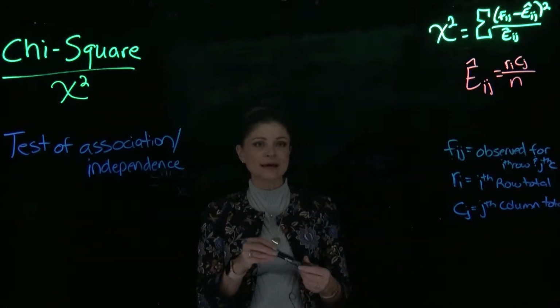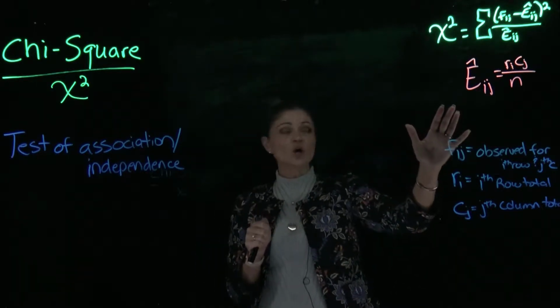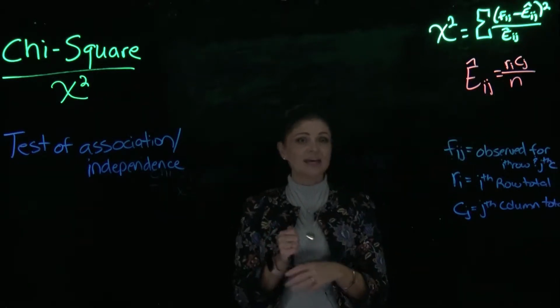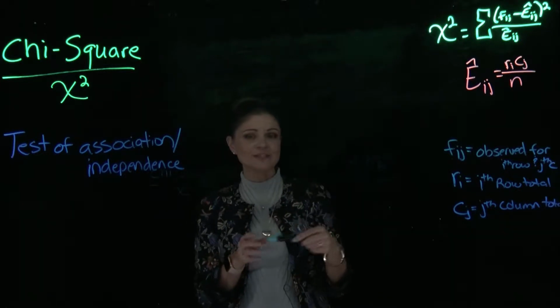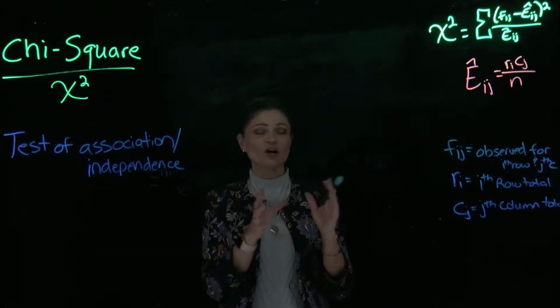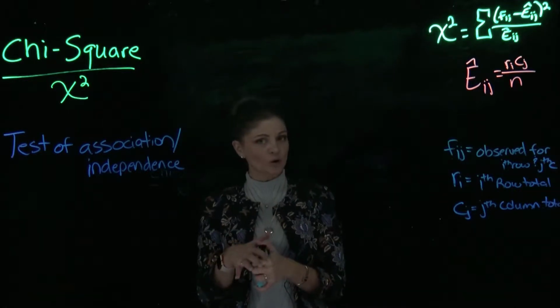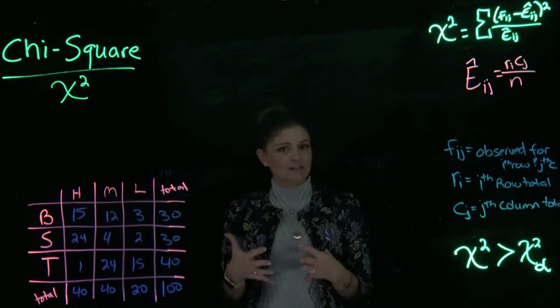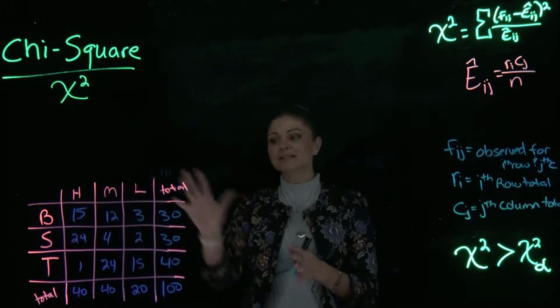We'll look at an example in a moment. But to get our E hat, our expected frequency, we take our row times our column and we divide that by our N. Now, similar to the goodness of fit test, if our chi-square test statistic is greater than our chi-square critical value, we're going to reject our null hypothesis. The test of association or test of independence is typically utilized with a contingency table, similar to what we see here.